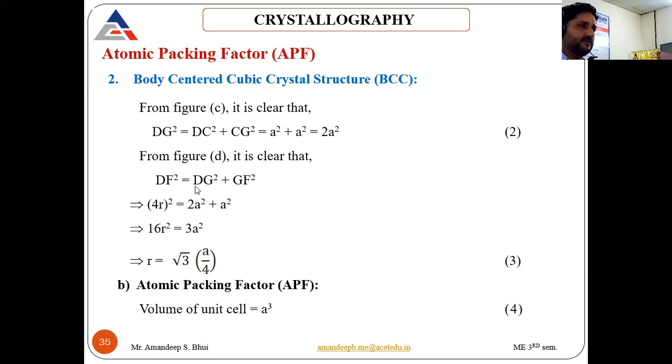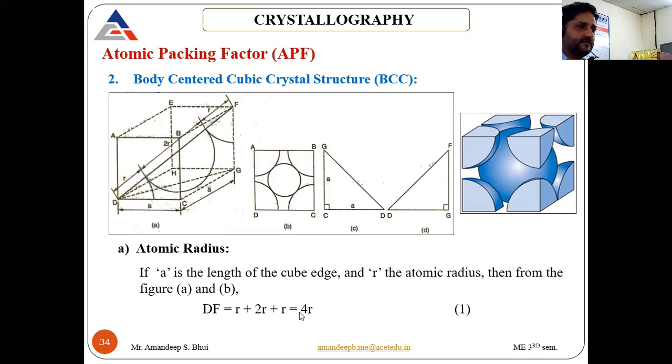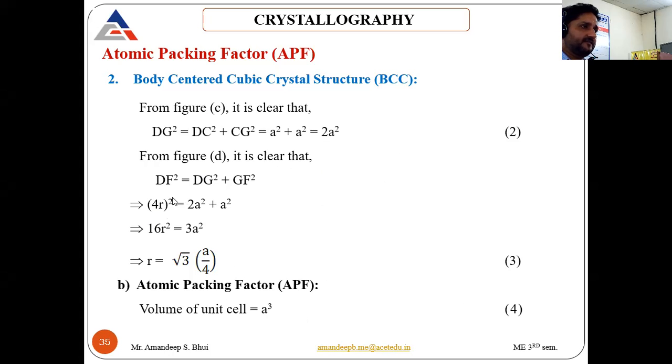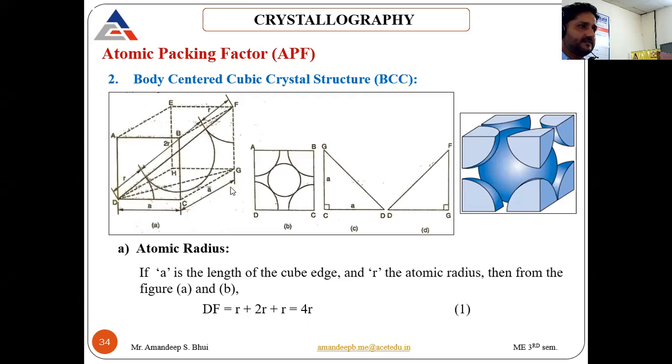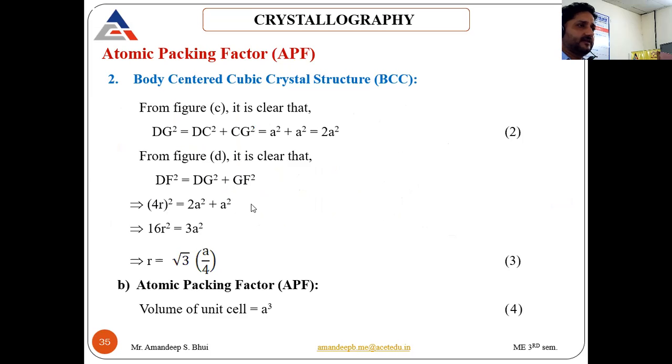So we can substitute the value of DG square here with 2A square. And DF, from equation number 1, we know that DF is 4R. So we can substitute the value of DF with (4R) whole square. And GF, if you look into this figure, GF is this side here, the height of the cube. So this height is again A, because it is a cube, all the sides are equal. So GF is A. So here we can substitute GF as A. So we have an equation in terms of radius and side of the cube.